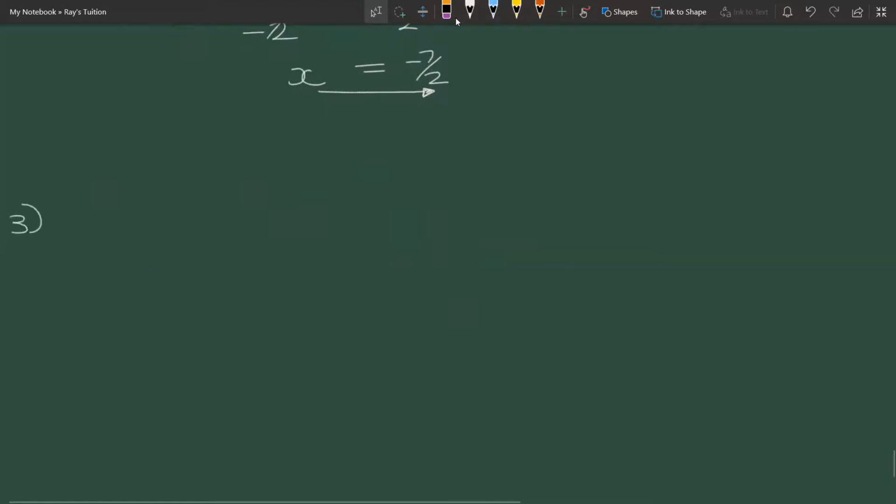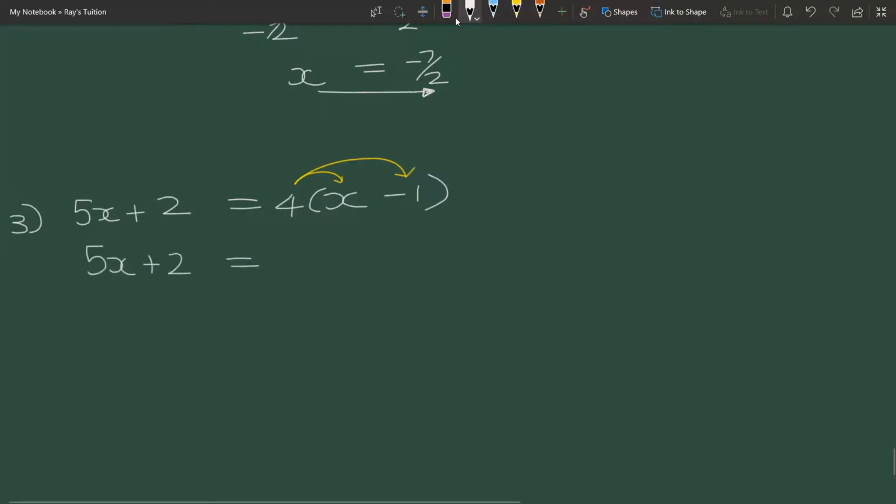For number 3, we have 5x plus 2 is equal to 4 times (x - 1). Again, we're first going to start by removing the brackets by distributing the term in front to all of the terms inside the bracket. So this side will stay 5x plus 2, and on this side 4 times x will become 4x, and 4 times -1 is -4.